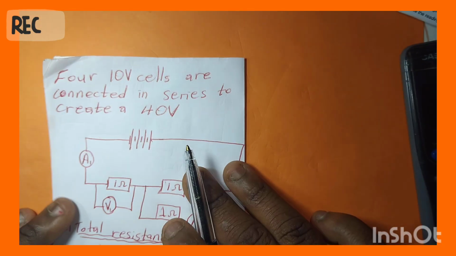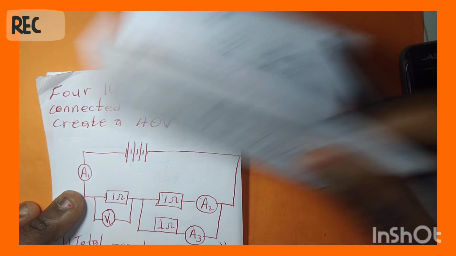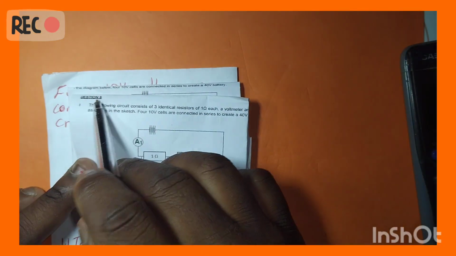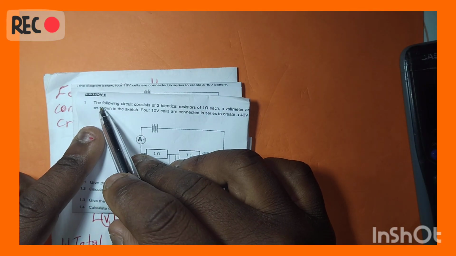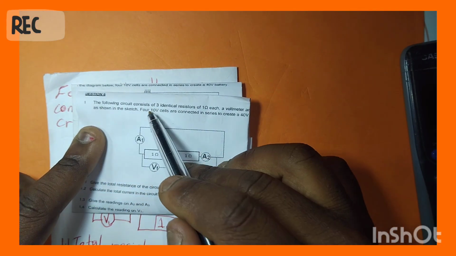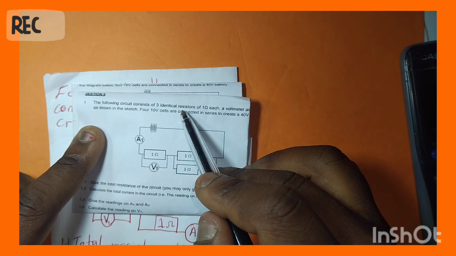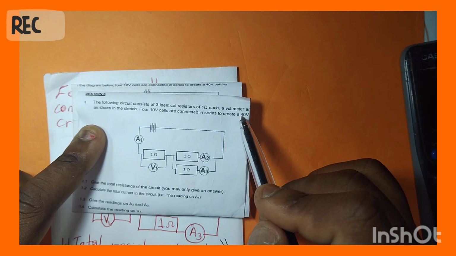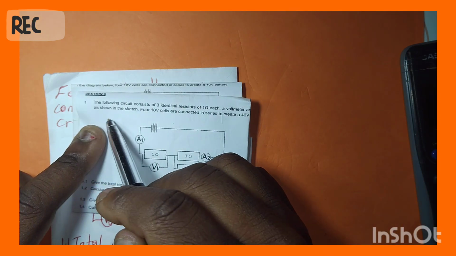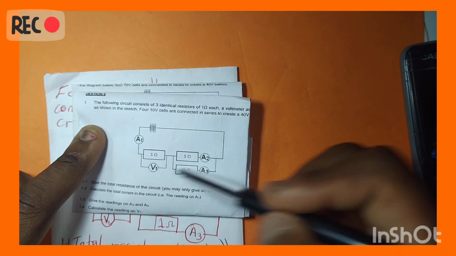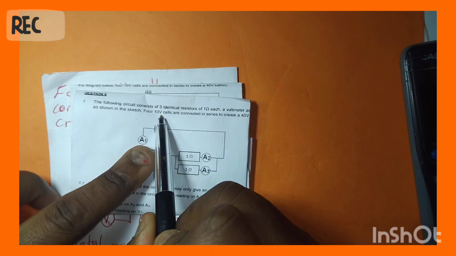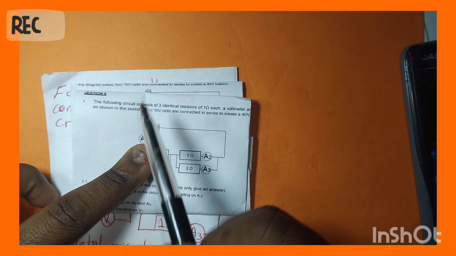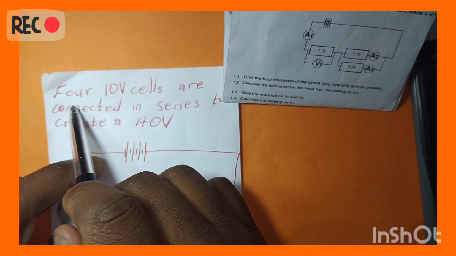For you guys to get a total current, since you know the total resistance, and also you are given, from that statement, something that I didn't read for you. They told you something here. They say that the following circuit consists of 3 identical resistances of 1 ohm each, and a voltmeter, as shown in the sketch, as you can see. But there is this powerful statement that you should take note of. Okay, let me read it here.